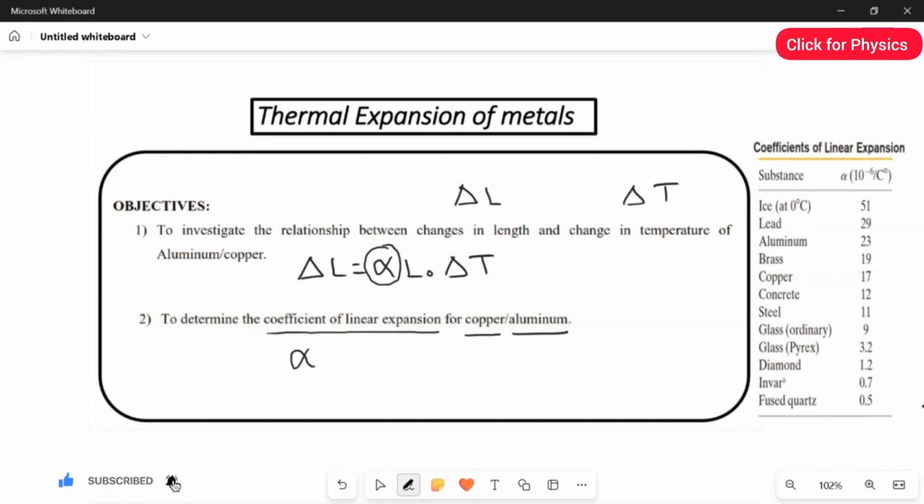For example, if you see the aluminium material, the alpha for aluminium is 23 multiplied by 10 power minus 6. The value for copper is 17 multiplied by 10 power minus 6 per Celsius degree. So in this experiment, after you complete the experiment, suppose if you use copper, then your answer should be closer to 17 multiplied by 10 power minus 6. If you use aluminium rod, then your answer should be closer to 23 multiplied by 10 power minus 6 per Celsius degree.